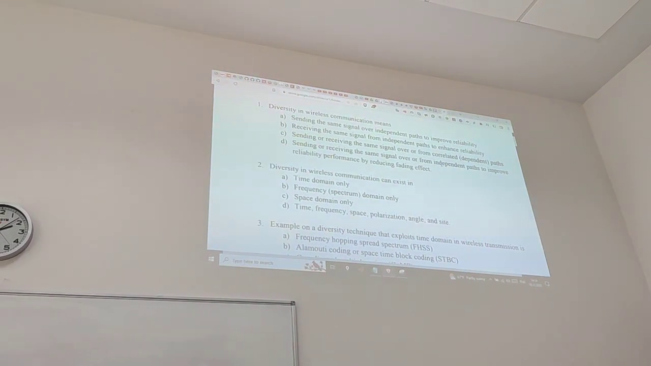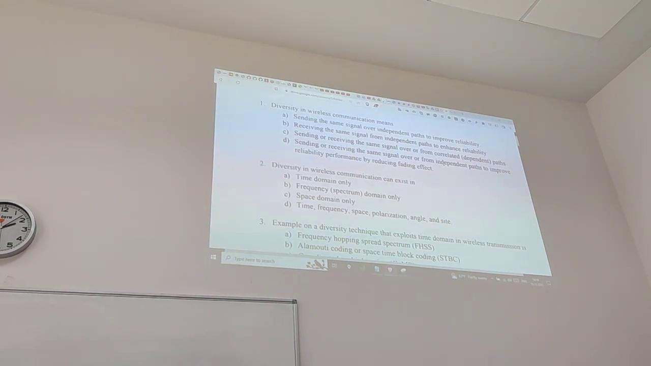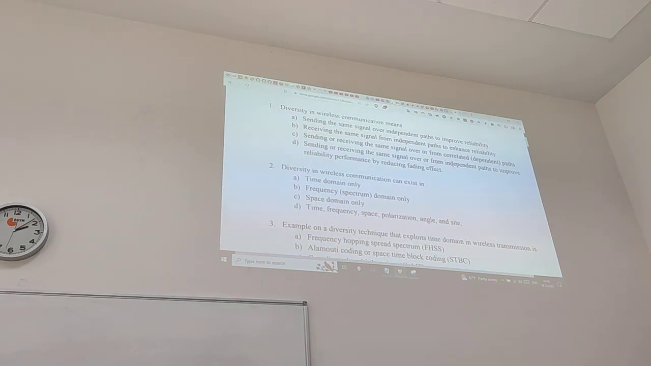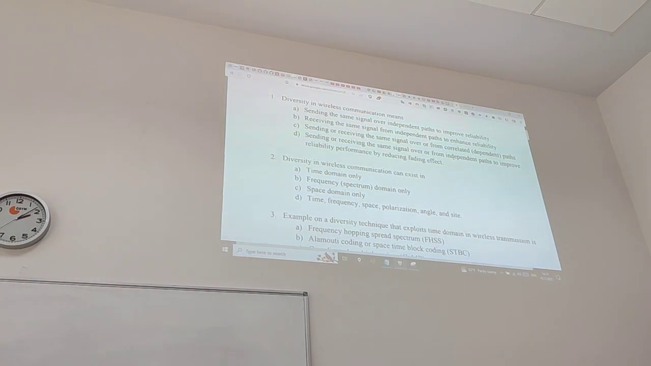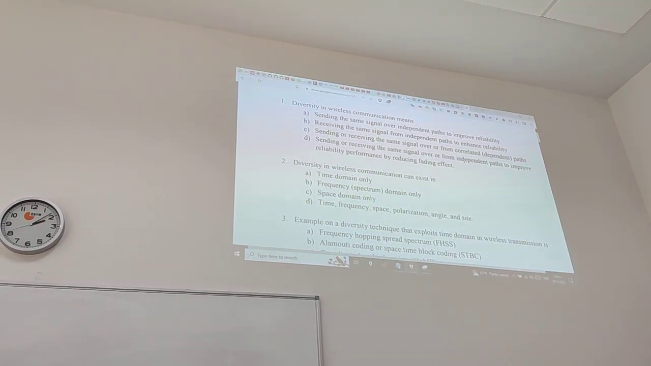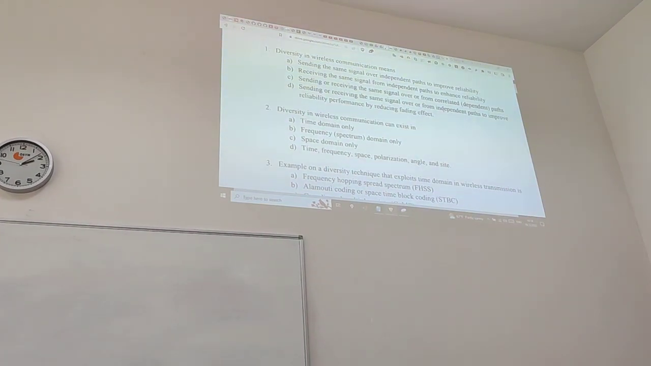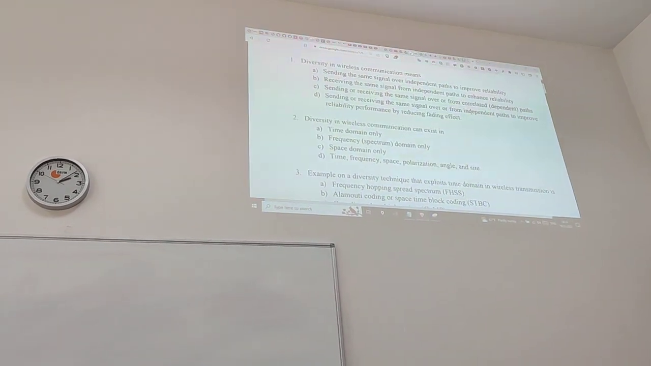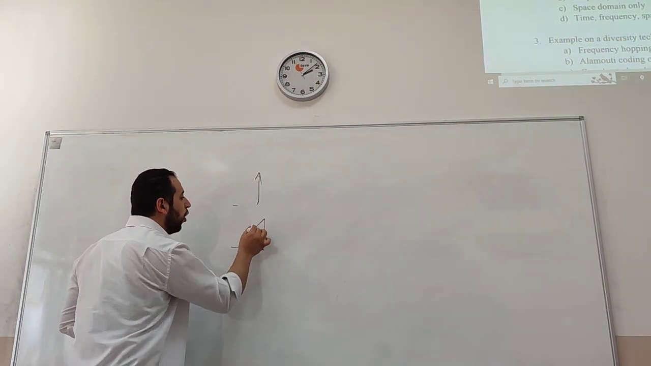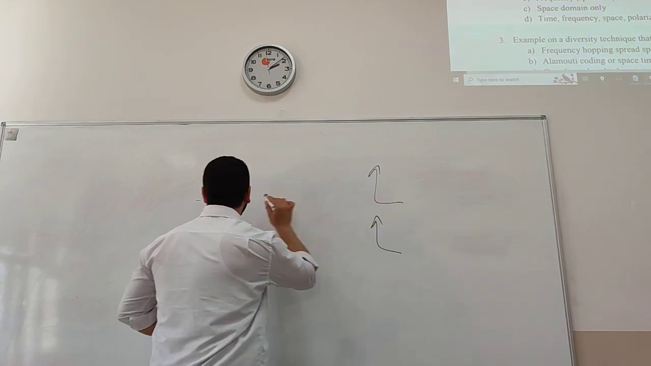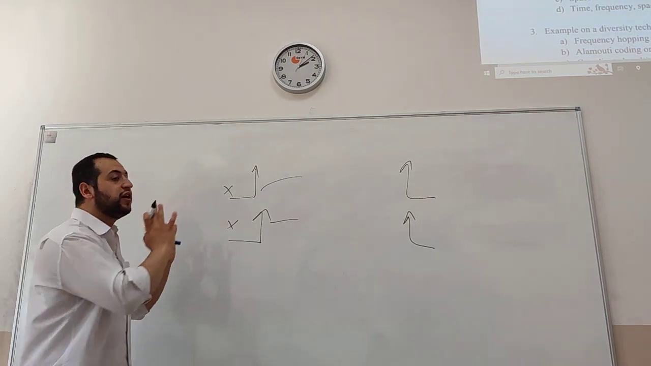Is it sending the same signal over independent paths to improve reliability? Or is it receiving the same signal from independent paths to enhance reliability? Or is it sending or receiving the same signal over or from correlated, dependent paths? And D, is it sending or receiving the same signal over or from independent paths to improve reliability performance by reducing fading effect? So remember with me, diversity is transmitting or receiving the same signal from two independent paths, two independent ways, seeing different channels.